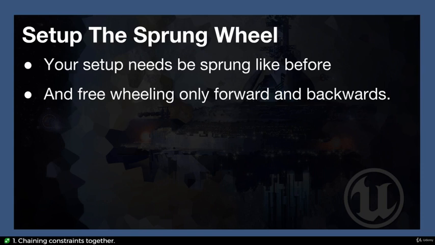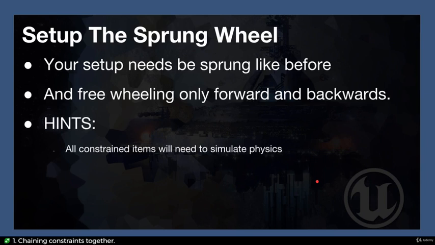So here are some hints for you, because this is quite a big challenge just by itself without any hinting. So here are the hints. All constrained items will need to simulate physics, so none of them are going to be kinematic. They all need to have physics simulation switched on. In order for an item to simulate physics, it does require colliders. So it needs to have a collider on it. That means that if it's a static mesh, it needs to have a mesh so that it has a collider.